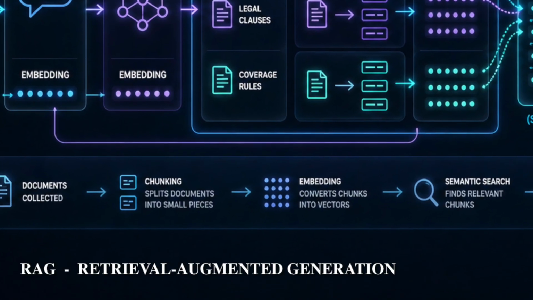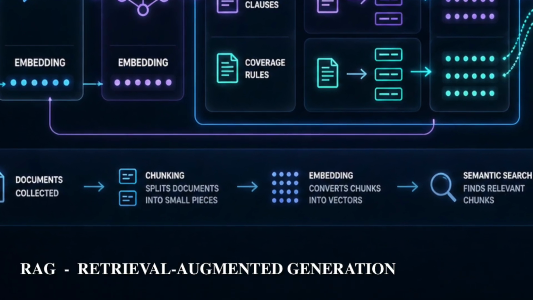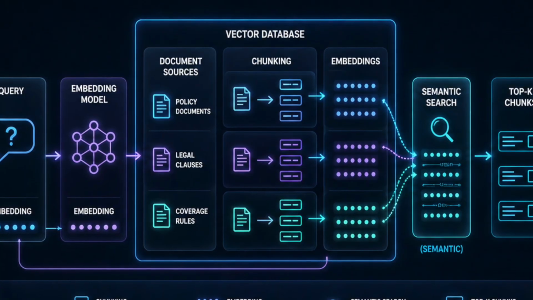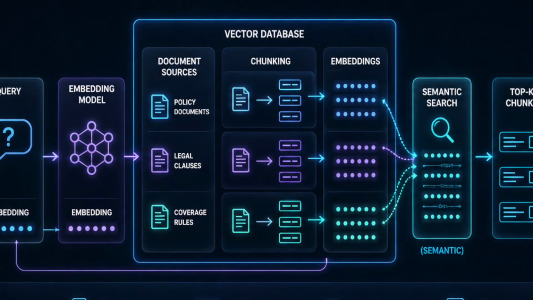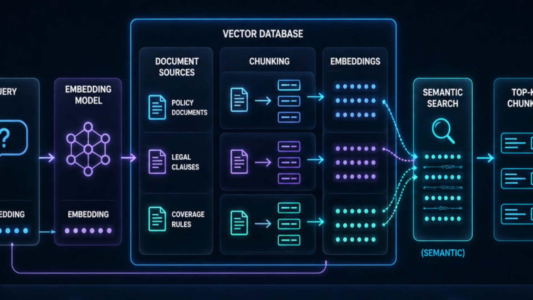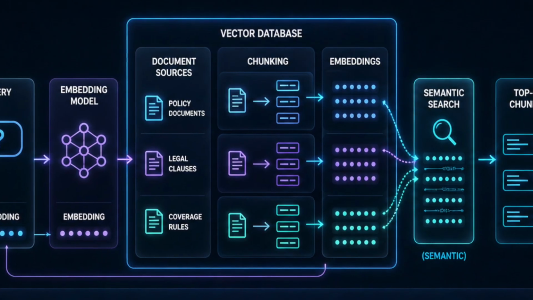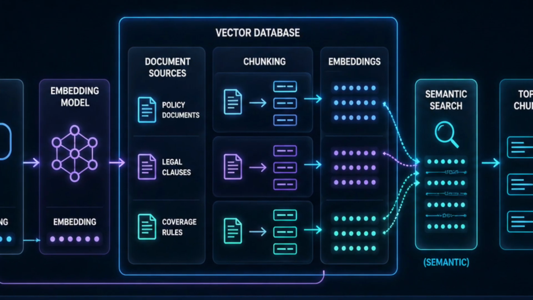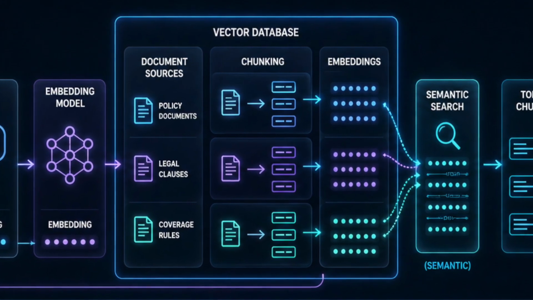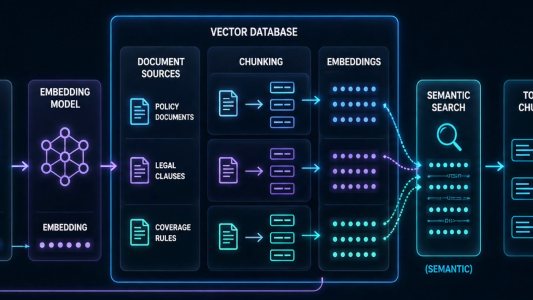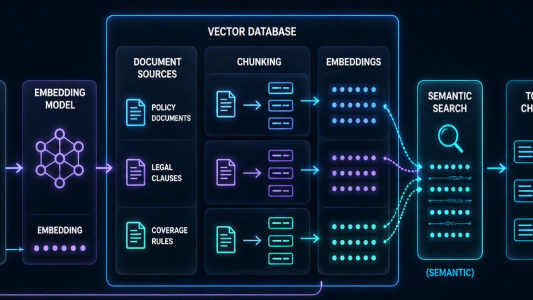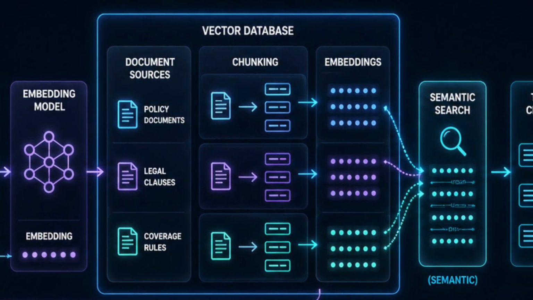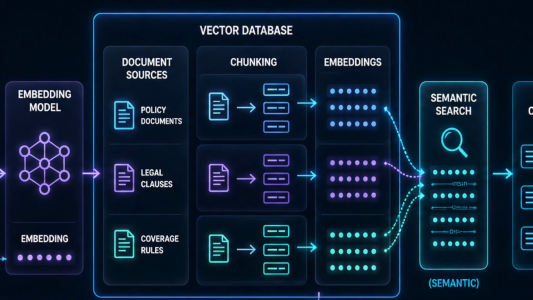RAG stands for Retrieval-Augmented Generation. It allows the agent to access external knowledge it doesn't already have. In this system, the agent searches policy documents, legal clauses, coverage rules, claim guidelines. Instead of guessing, the agent follows a structured retrieval process. First, all the documents, like policies and legal clauses, are broken down into smaller pieces called chunks. These chunks are then converted into numerical representations called embeddings and stored in a system called a vector database.